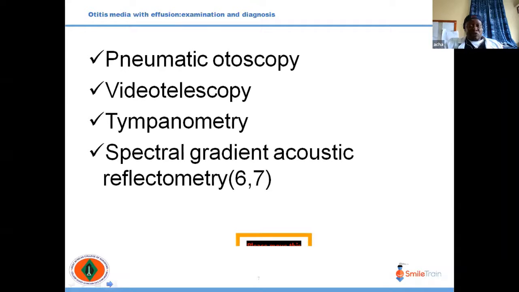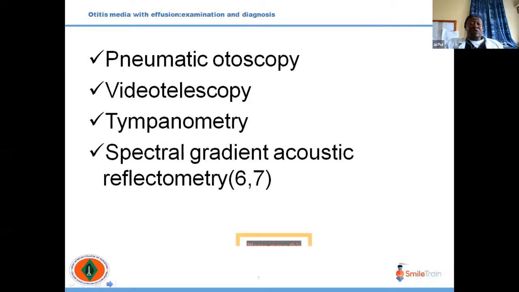But with the pneumatic otoscope, you look at the middle ear, and when you apply air in the ear, you will discover that the compliance of the tympanic membrane is reduced. So that will give you a high suspicion, in a child with cleft palate, that they may be having otitis media with effusion. You can also use a telescope where you look at the ear and the images are displayed on the monitor.